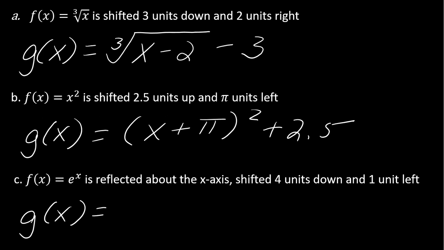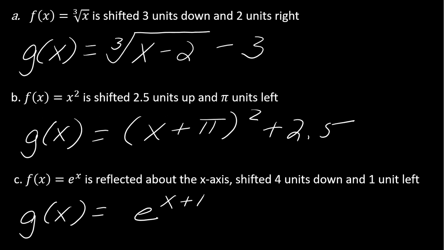This is one that's a little bit weird because maybe you don't know what the graph of it looks like, but you can still 100% write this equation. Inside the function, that's where this exponent x is, so that's where the 1 unit left is going to come in. The 1 unit left will be x plus 1 as the new exponent.